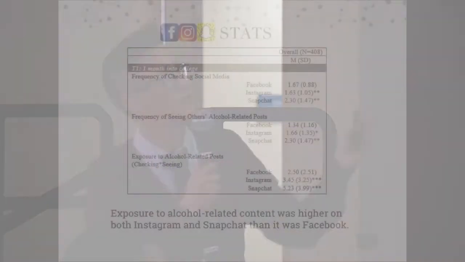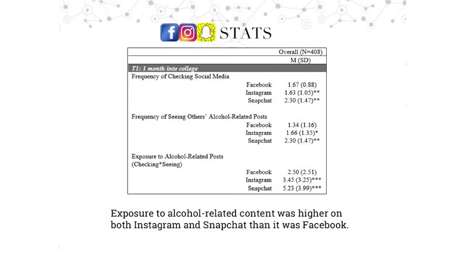Okay, here's some more statistics. The main paper focused on this total alcohol exposure across the 3 platforms, but for our discussion today, it's interesting to look at them broken down. So Facebook and Instagram and Snapchat individually. We see here that for Snapchat, the mean is higher in terms of how often they check Snapchat and the frequency of them seeing others' alcohol-related posts. Facebook and Instagram are pretty similar on both of those measures.